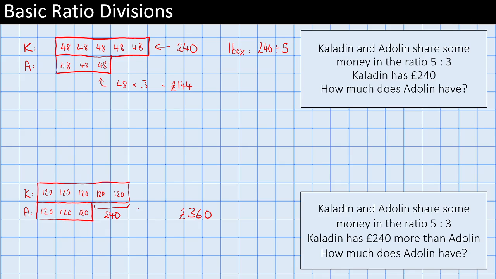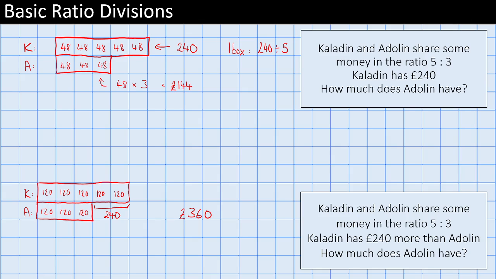And we can see that just from shifting where that piece of information goes, where that 240 goes, we get very different answers. Now, using the box method is nice. It's quite visual. It's quite easy to see where all the information goes. But for larger ratios, say if you had a ratio of 21 to 23 or something awkward like that, drawing out 21 boxes and 23 boxes is not a good use of time.